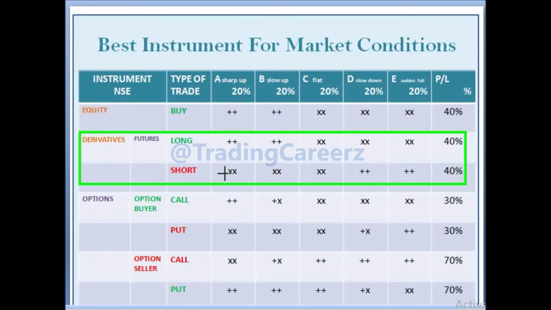And for short the position, when the market goes sharp up, you lose. Then slow up, also a loss. If the market stays in the range, zero loss and zero profit. If it goes slow down, we can profit. If sudden fall, we can profit. Here there is a 50% chance to be profitable.